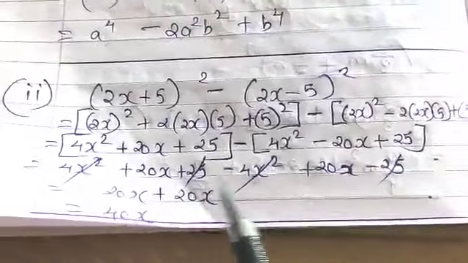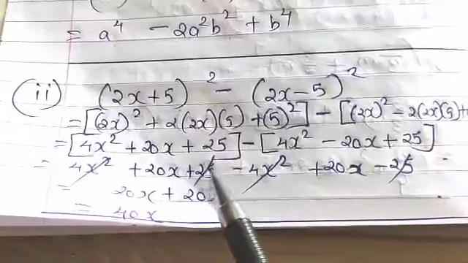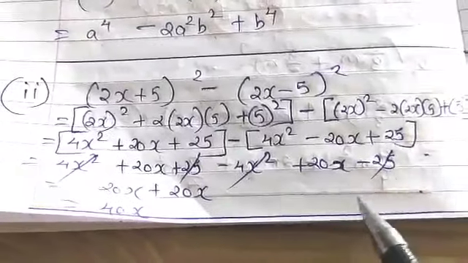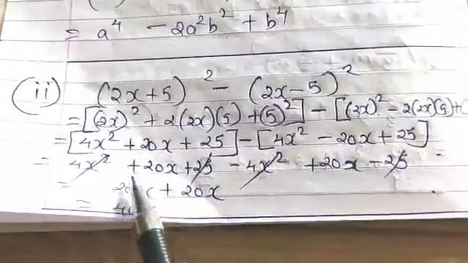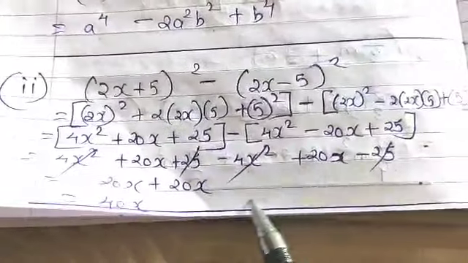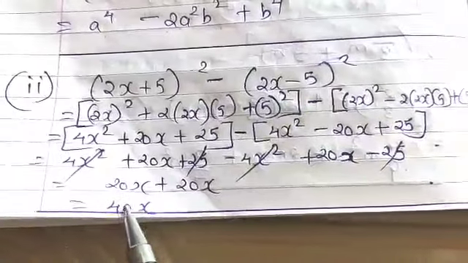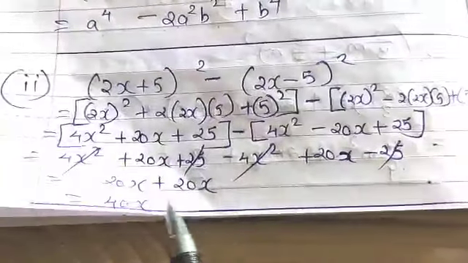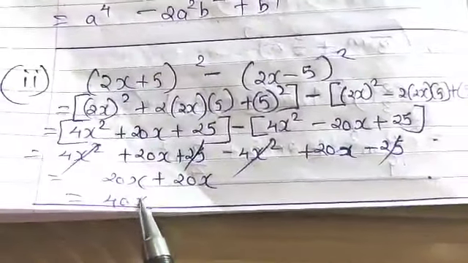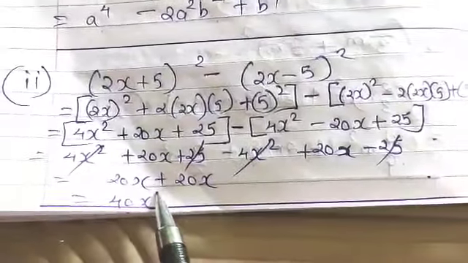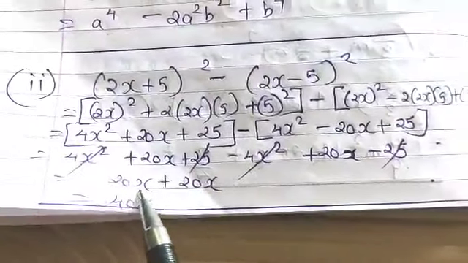Now see whether any value is possible to cancel. Yes, positive 25 and negative 25 will cancel, positive 4x² and negative 4x² will get cancelled. What is left? That is 20x plus 20x. You have to add them because they both have common variable, that is 20x plus 20x will become 40x. Don't make x square. X square is possible in multiplication. Here we are adding both the terms.